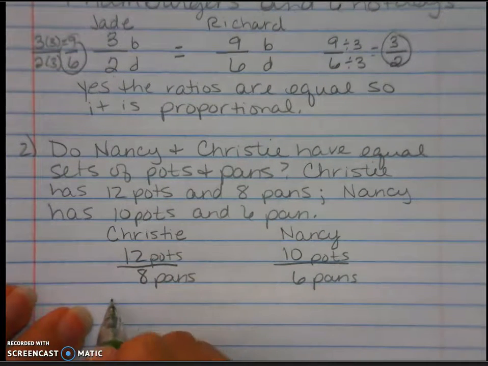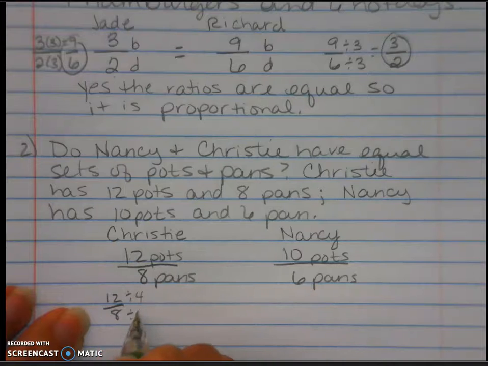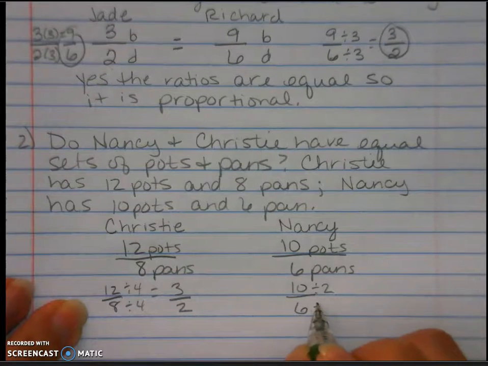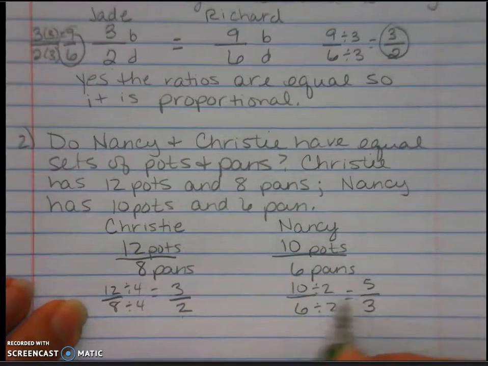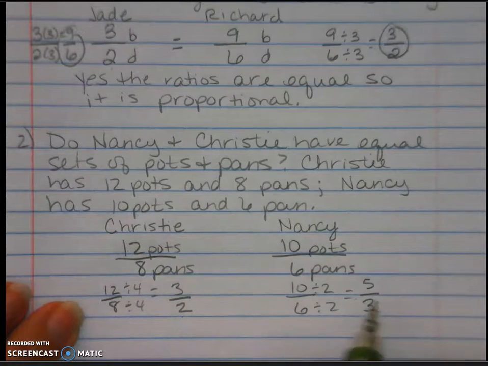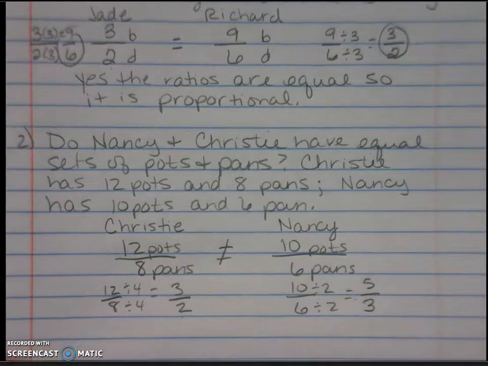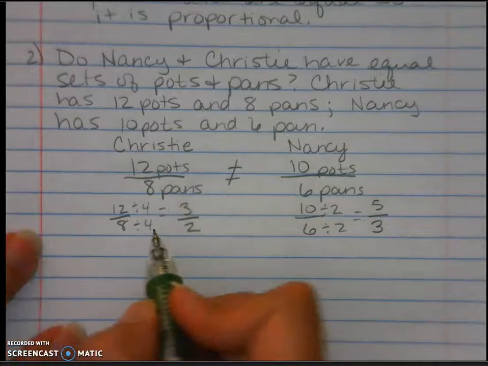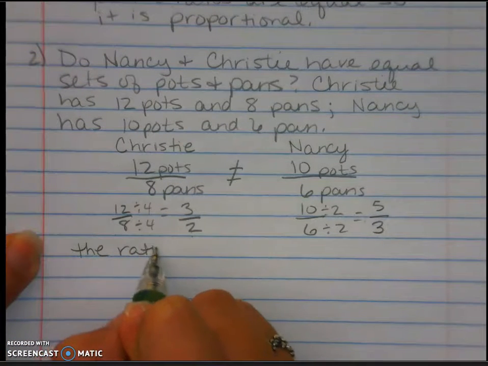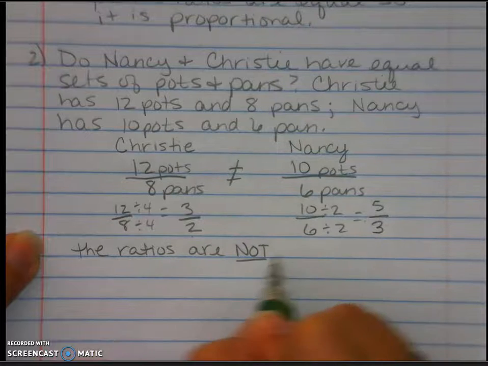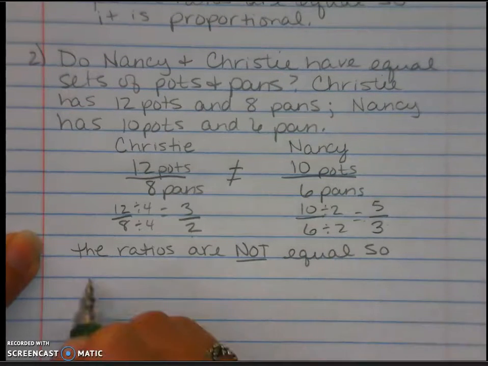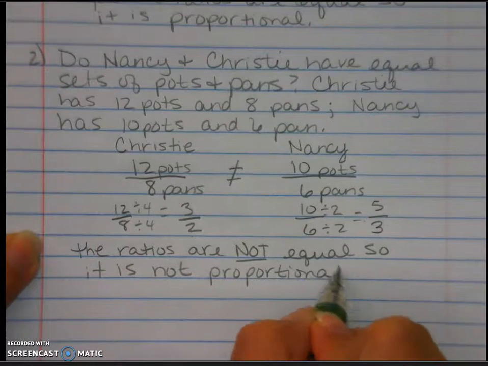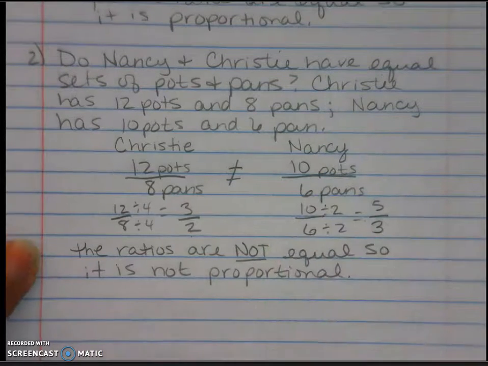Well, I know that 12/8 simplifies by 4 to get 3/2. And I know that 10/6 simplifies by 2 to give me 5 over 3. And these do not simplify any further. And these are not equal, right? So they're not equal. So that means that this situation is not proportional. So we can say the ratios are not equal. So it is not proportional. Okay, so that means that Nancy and Christy do not have equal sets of pots and pans.